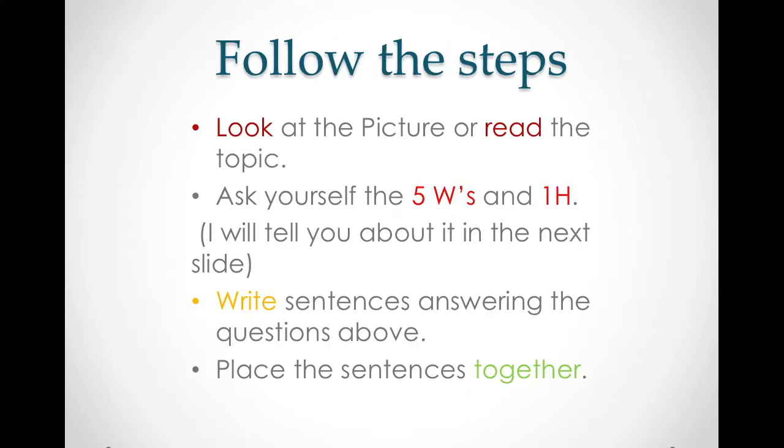These are the steps that you need to follow to write a paragraph. You will look at the picture or read the topic. You will then ask yourself the 5 W's and 1 H. You will write the sentences down by answering the questions that I give you, and then you will put the sentences together. Now, if you would like to go over these steps one more time, you can always go back in the video and listen to it again.